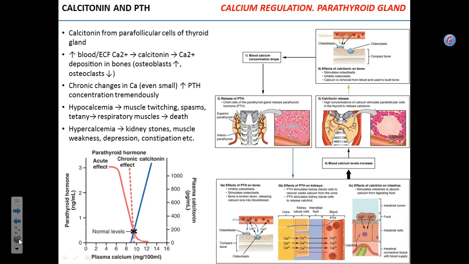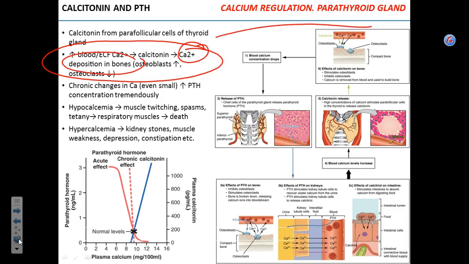Another hormone is calcitonin. Which gland produces calcitonin? We just discussed it. Huh? Not parathyroid. Just discussed it. Thyroid. Thyroid makes calcitonin. Okay? So, parafollicular cells make calcitonin. Calcitonin will increase deposition of calcium in the bones. So that flow chart kind of explains it.